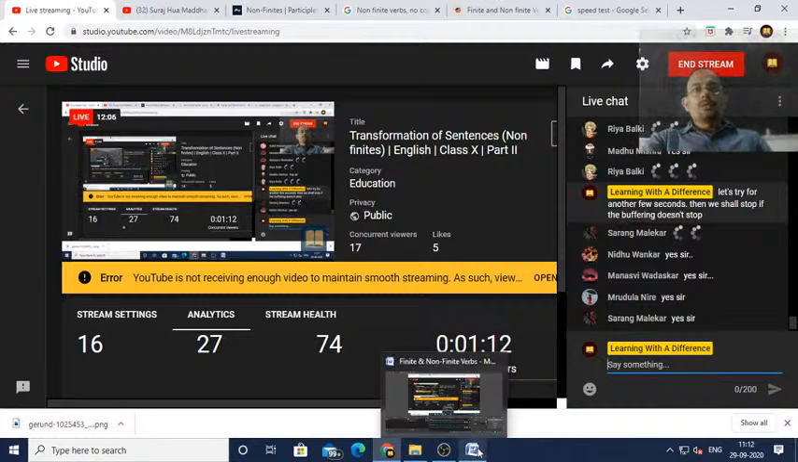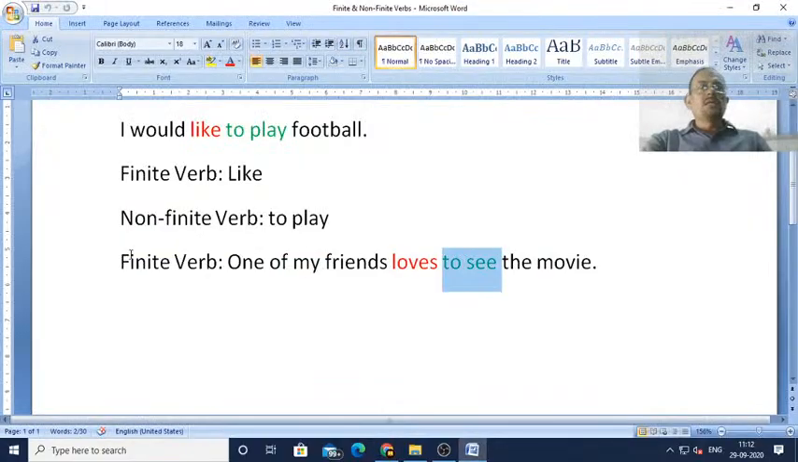Okay, so dear students, as you can see here, I have already explained you what are finite verbs and what are non-finite verbs. So once again, let me remind you, in case it was buffering when I was explaining the concept, that is why I am reminding you once again. Dear students, finite verb means the verb which agrees with the subject directly, and the verb that doesn't agree with the subject directly is called non-finite verb. So in this example, finite verb is love and non-finite verb is to see.